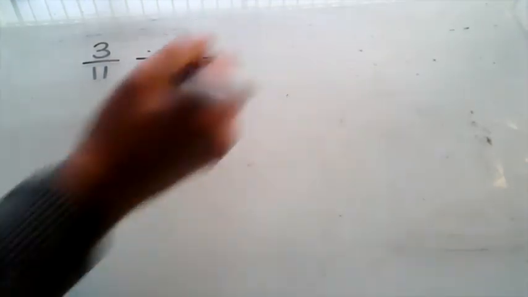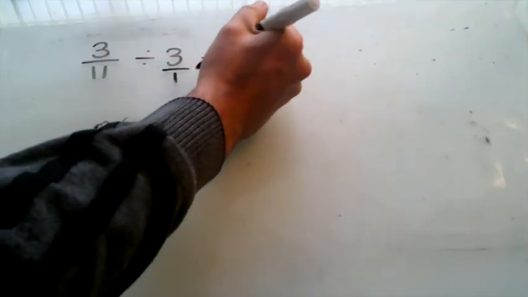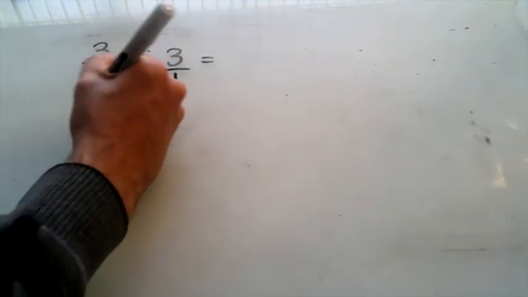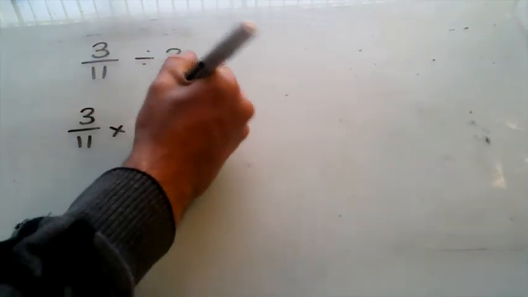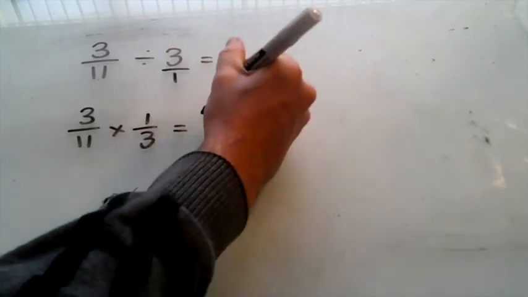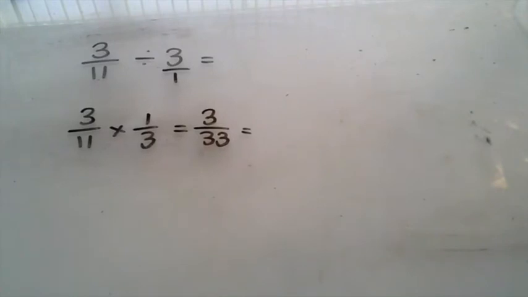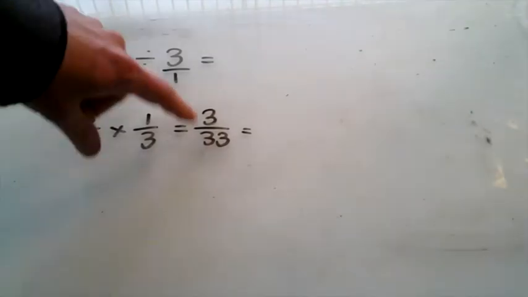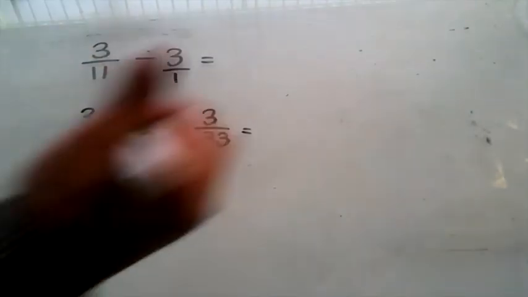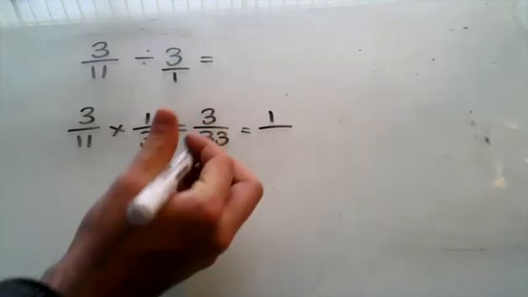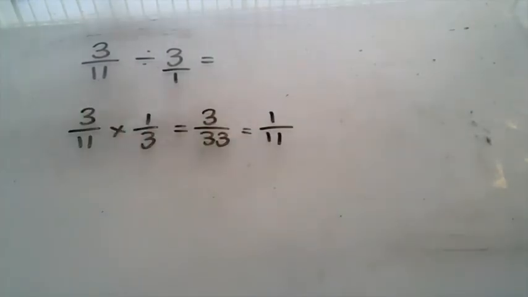Another example, we've got 3/11 divided by 3. So remember what I said, we put a 1 underneath it, we then flip this fraction, so we've got 3/11 times 1/3, which will give us 3/33. Can we simplify that? Yes, we can, because a common factor between those two numbers is 3. So how many 3's go into 3? 1. How many 3's go into 33? 11. So our answer would be 1/11.